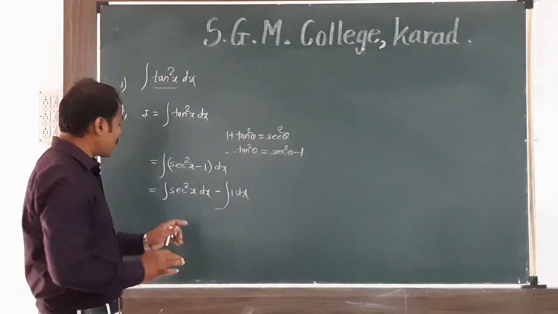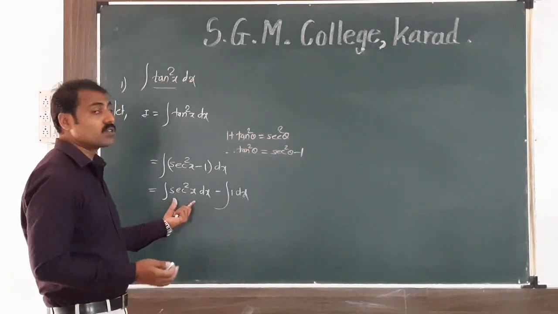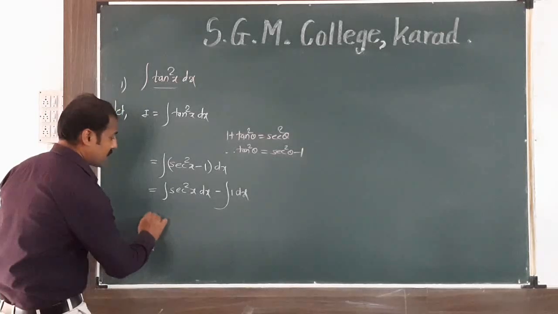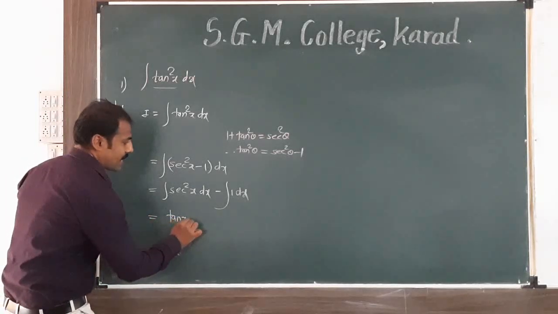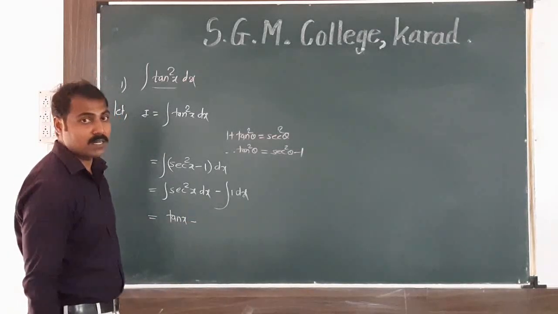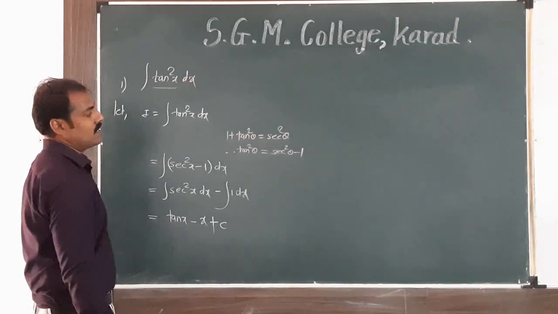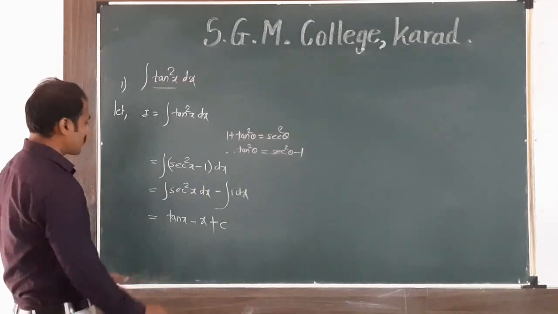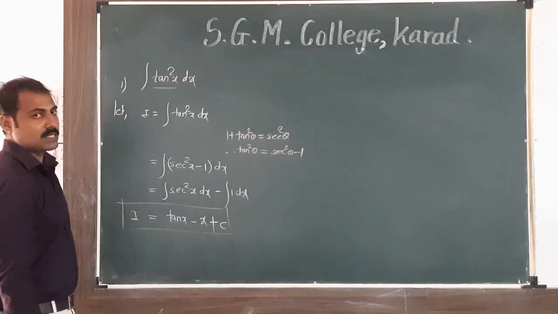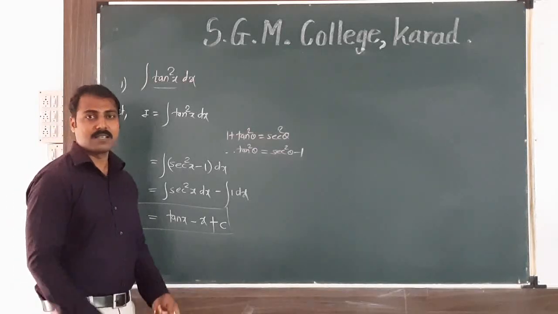We know the formula for integration of sec square x dx. It's tan x, or you can check whose derivative is sec square x. The derivative of tan x is sec square x. So integration of sec square x is tan x, minus integration of 1, which is x, plus constant of integration c. Here is the answer of the first example. So I is equal to tan x minus x plus c. That is, integration of tan square x dx is tan x minus x plus c.